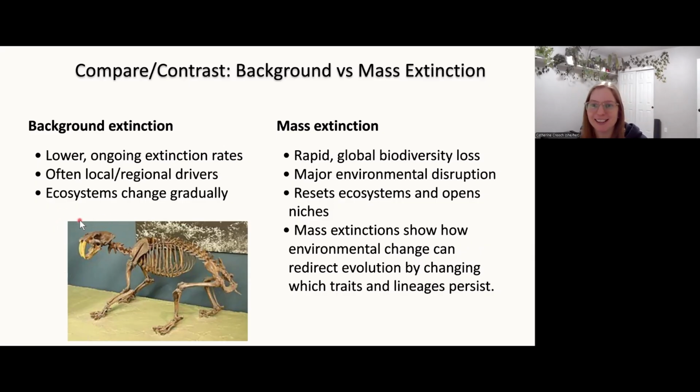I put my favorite extinct organism here. Do y'all recognize it? It's the saber-toothed tiger. I think they're so cool. Their skulls are just wonderful. And I love the artist rendering of what they may have looked like.